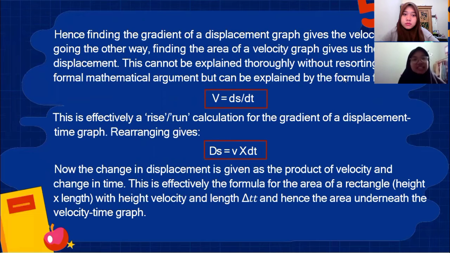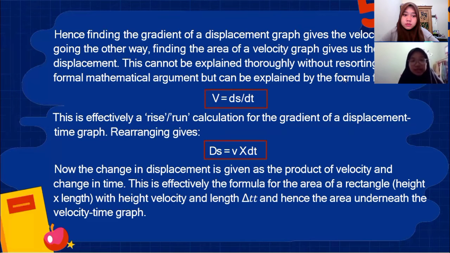Okay, this is a formula for velocity. Exactly, velocity is equal to ds over dt. It means distance over time. So this is effectively a rise over run calculation for the gradient of a displacement time graph. Rearranged, we keep ds equal to v times dt.